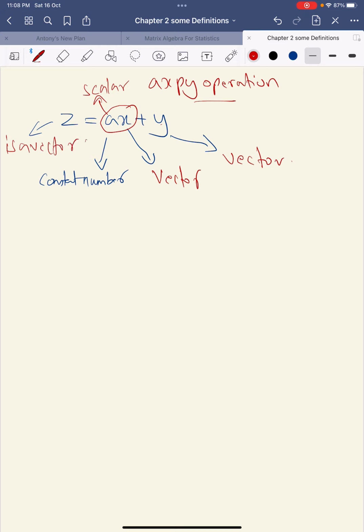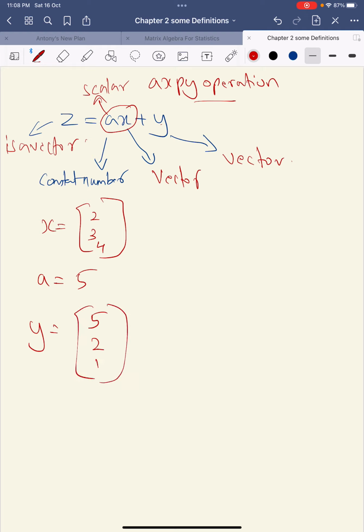Suppose you have the x vector that is 2, 3, 4, and a is equal to, let's say, 5, and then y is equal to 5, 2, 1. Remember, they need to have the same number of elements: 2, 3, 4 has 3 elements, and 5, 2, 1 has 3 elements. This is a scalar, that's why it's just one number.